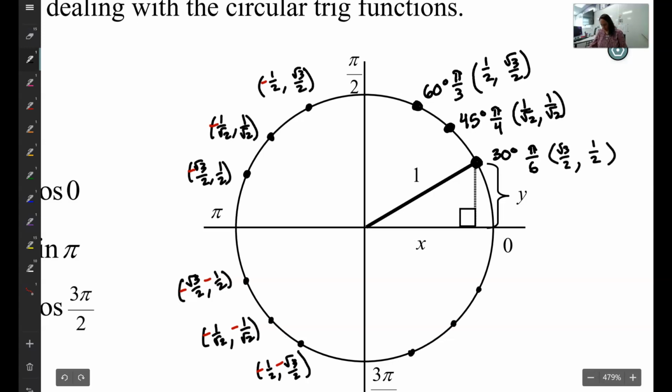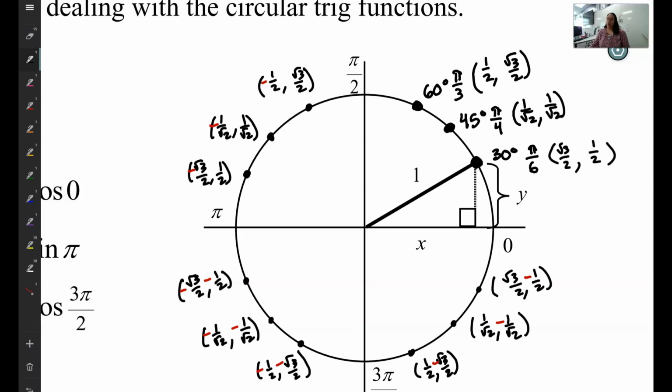My drawings have gotten crappier and crappier. Sorry about that, guys. 1/2, root 3 over 2. Reflect that one down, or that one across. That one is 1 over root 2, 1 over root 2. And then reflect that one down or across. Should end up with the same thing, root 3 over 2, 1/2. And here my y's are negative in quadrant 4, so I add those negatives in.